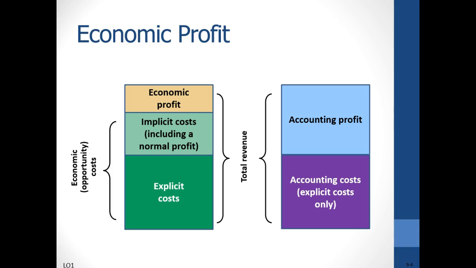Economic profit versus accounting profit. Economic profit is equal to total revenue less economic costs. Economic costs are the sum of explicit and implicit costs and include a normal profit to the entrepreneur. Accounting profit is equal to total revenue less accounting or explicit costs.